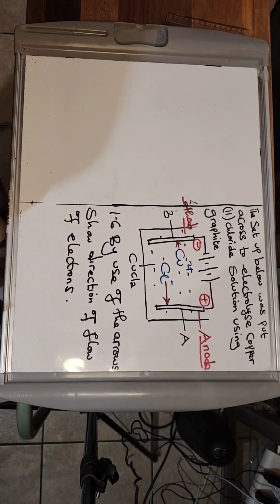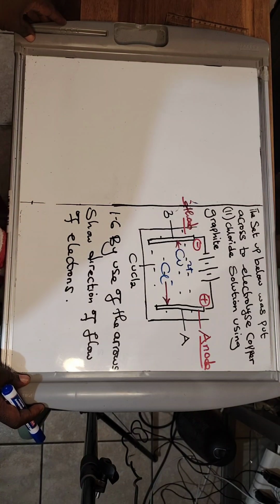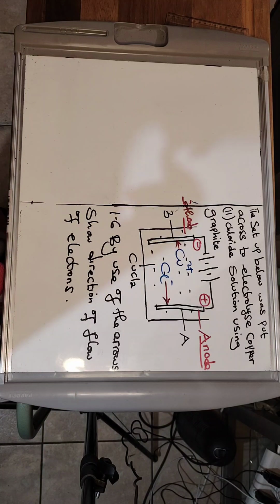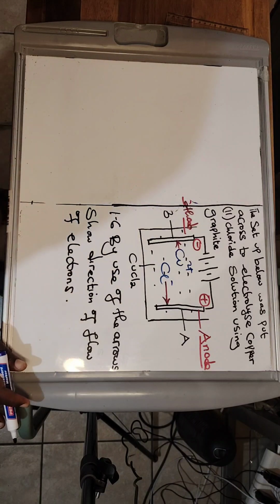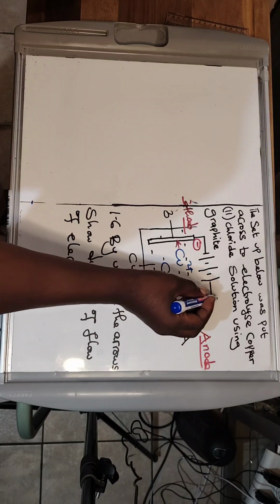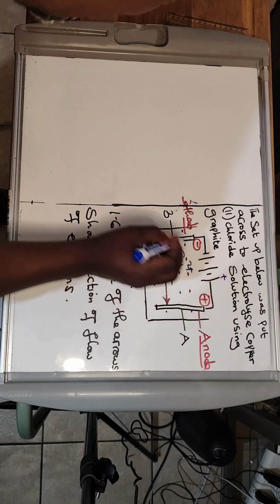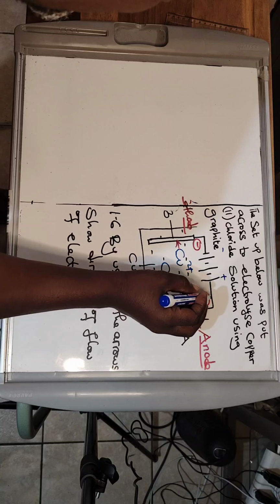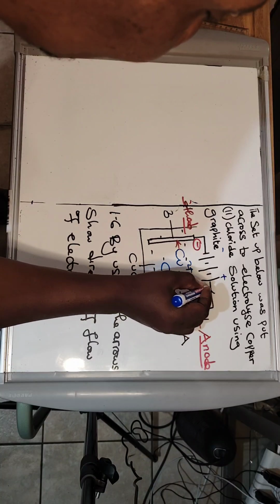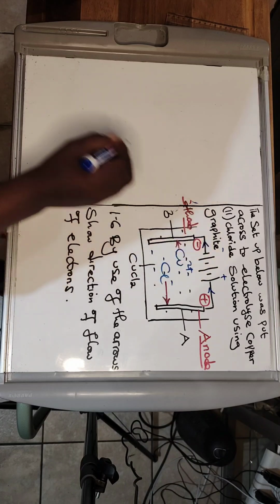Then 1.6 comes. It says, by use of arrows, show direction of flow of electrons. Now, the best way you have to remember here is that electrons are negatively charged. So if they are negatively charged, it means that they flow towards the positive. So remember, this long one is positive and this one is negative. So they flow towards positive like this because they are negatively charged, and they move out of negative.